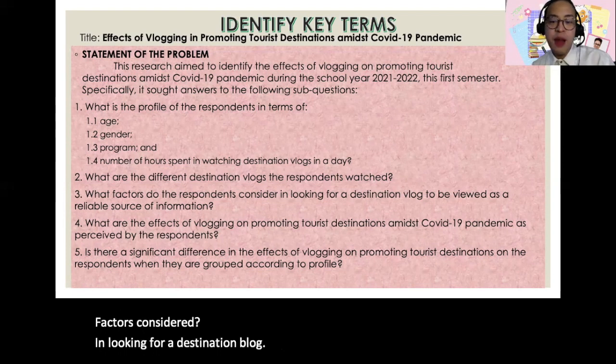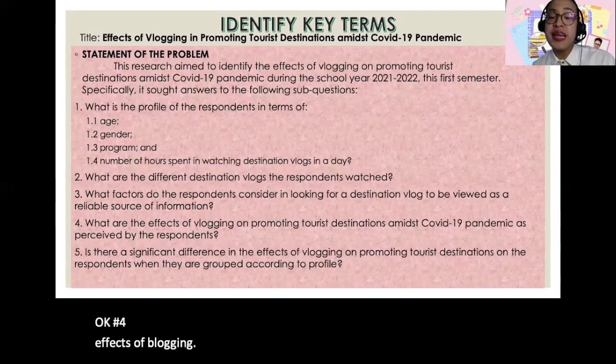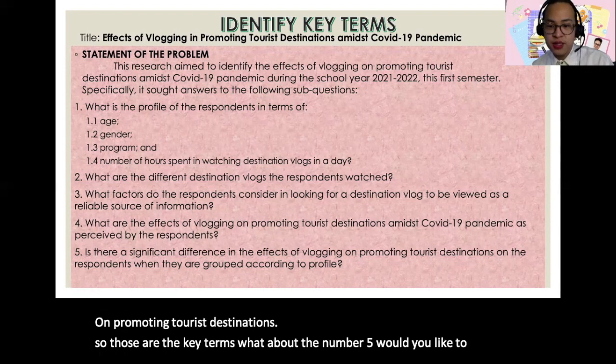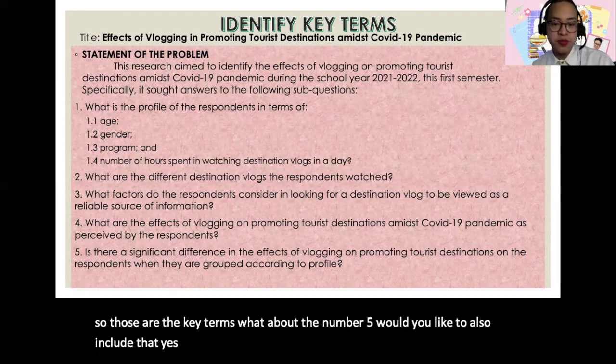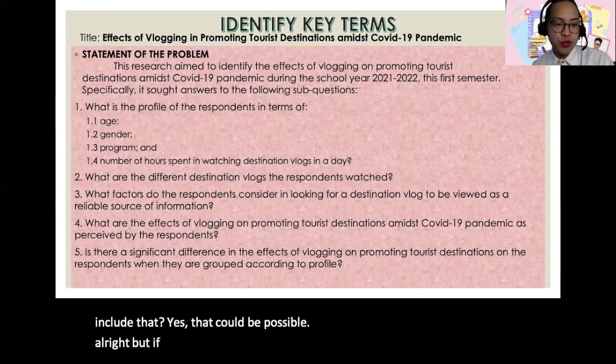Okay, number 4, effects of blogging on promoting tourist destinations. So those are the key terms. What about number 5? Would you like to also include that? Yes, that could be possible. All right, but if you will focus on 2, 3, and 4, that could be.